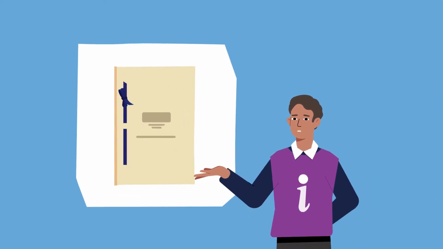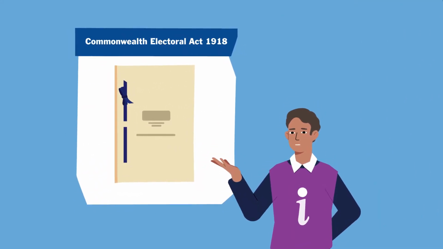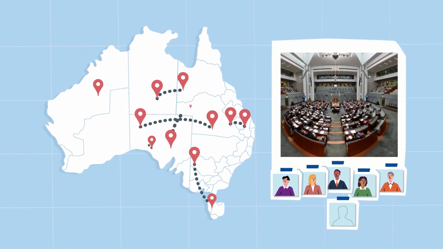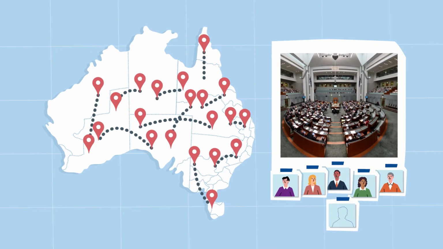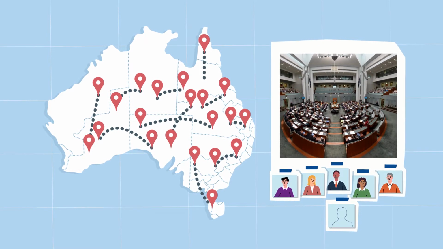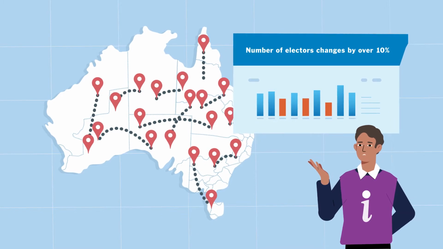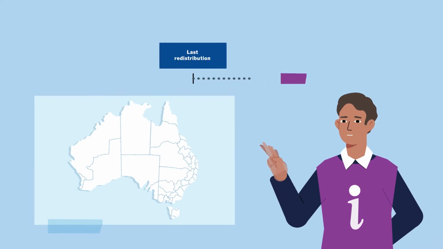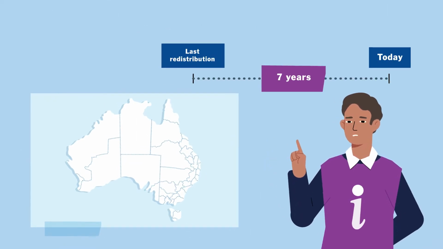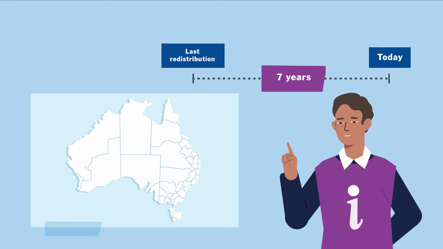A redistribution is required under the Commonwealth Electoral Act 1918 when the population in a state or territory changes by so much that the state or territory is entitled to more or fewer members in the House of Representatives. Or when the number of electors within 1/3 of the electorates differs from the average enrolment by over 10%. Or when it has been 7 years since the last redistribution. The last is the most common reason for a redistribution.